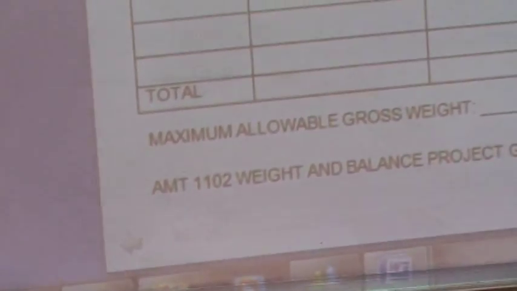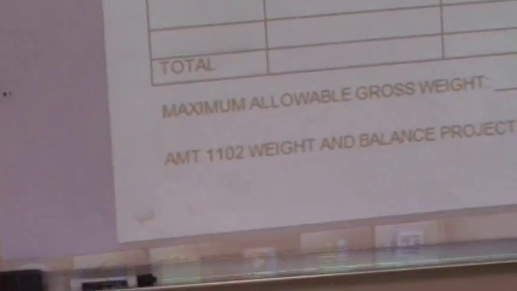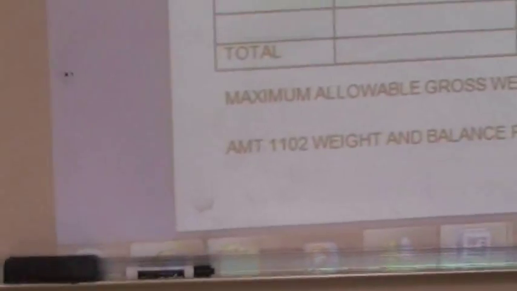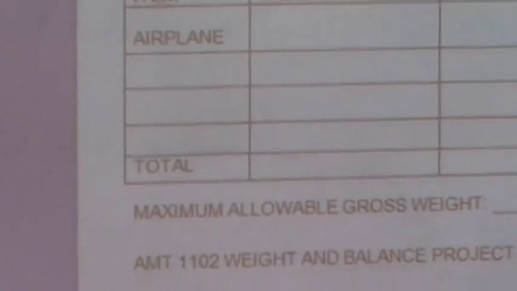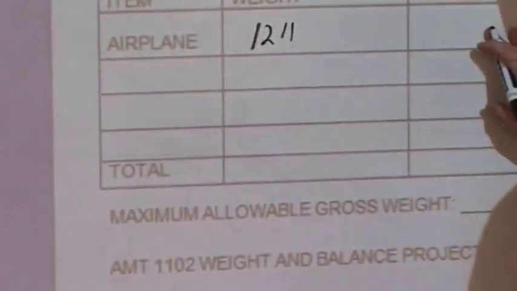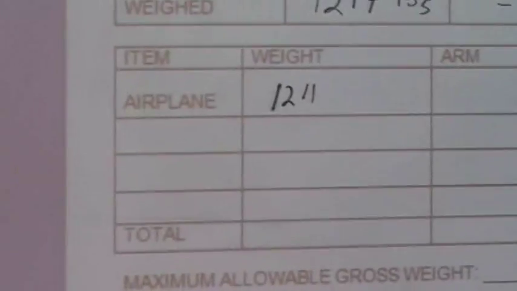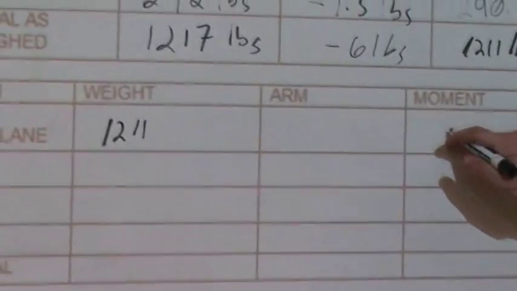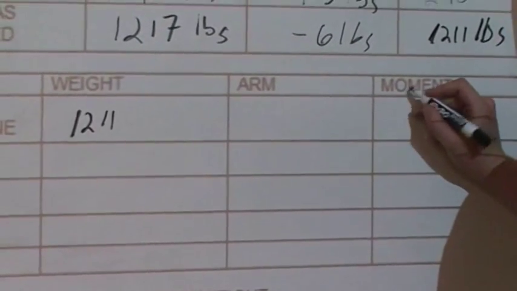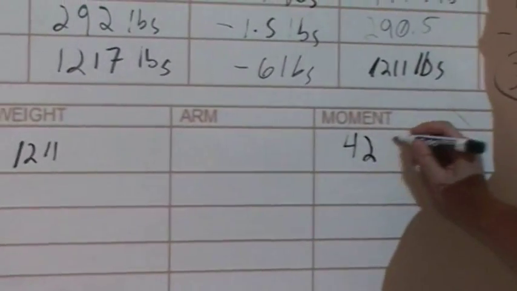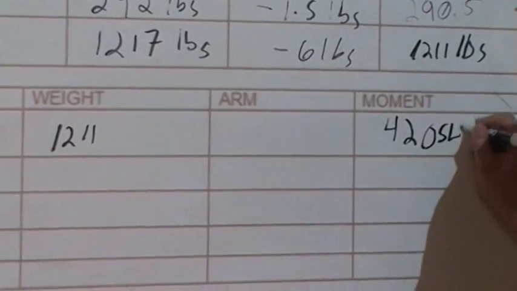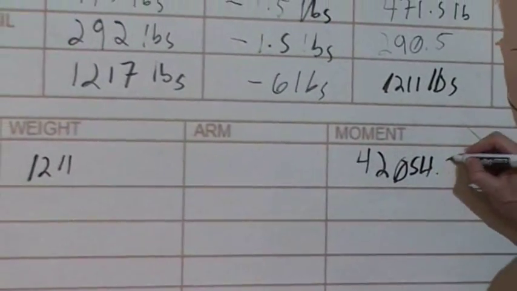So now you want to find the empty weight of your plane. You've gotten your weight as total weight, so we'll find the empty weight now. You put your airplane weight right here, which is 1,211, at a moment of 42,054.25.